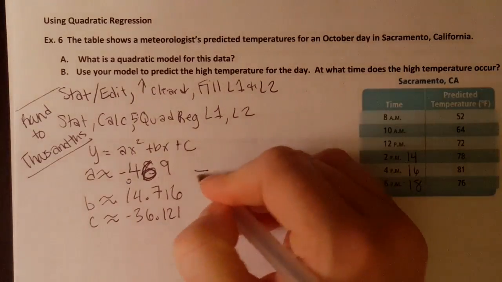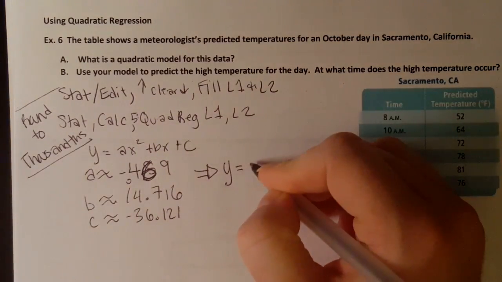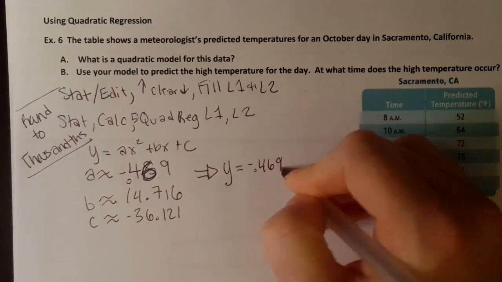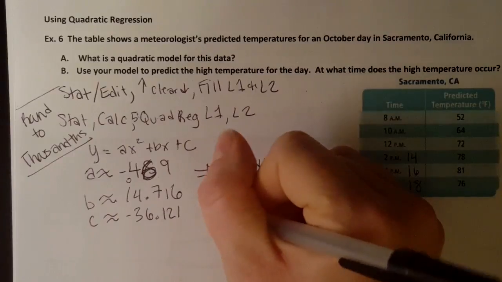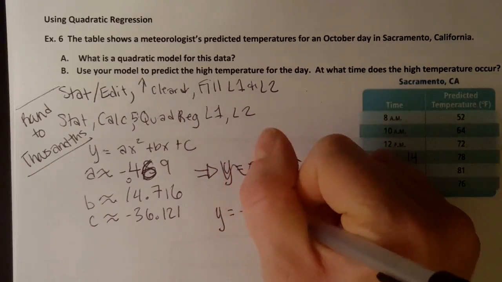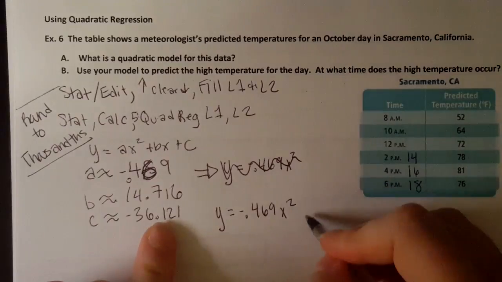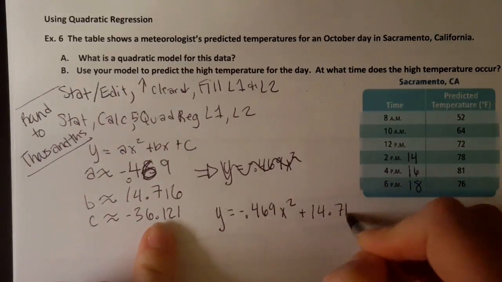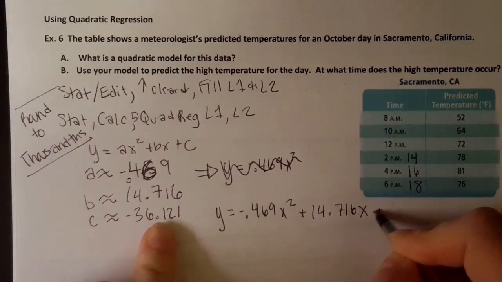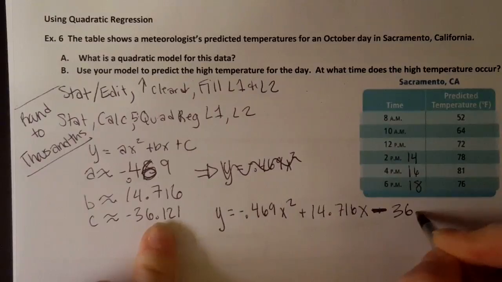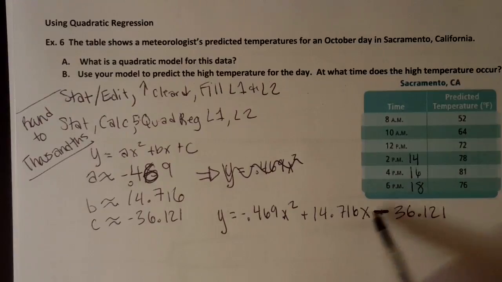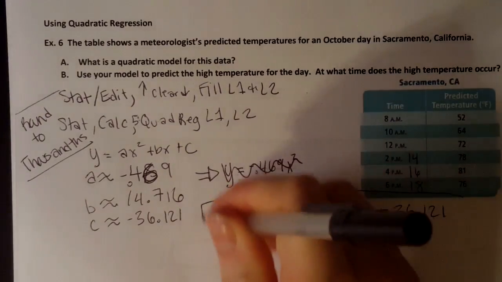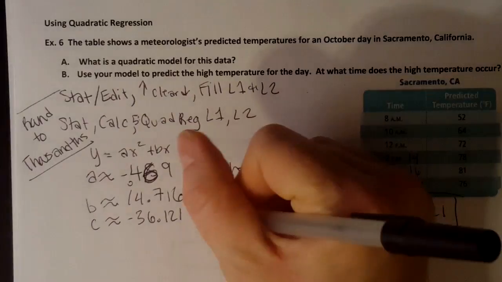Okay, so now I'm just going to write my equation. Y equals, A is negative 0.469 x squared plus, I'm going to come down here because I'm going to run out of room. Y equals, A was negative 0.469 x squared plus B is 14.716x plus C is a negative, so I'm just going to make that a minus sign, negative 36.121. So we have an x squared term, we have a linear x to the first power term, and we have a constant. There is our quadratic for part A.